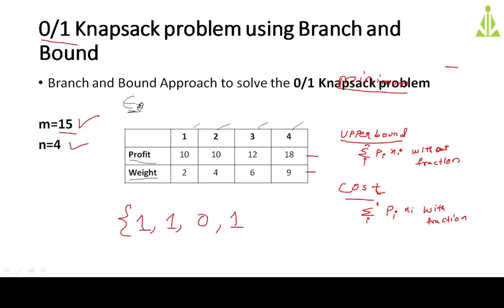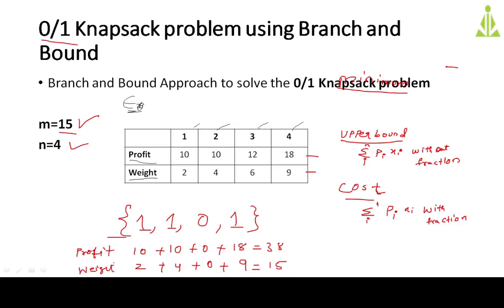Here 1 represents that the item is added in the bag, and 0 represents that the item is not added in the bag. So when we check this, what is this? 10 plus 10, plus 0 plus 18. This is profit, and we got the profit 38, and here weight is 2 plus 4 plus 0 plus 9 is equal to 15. This is the weight. So this is about the 0/1 knapsack problem using the branch and bound technique.